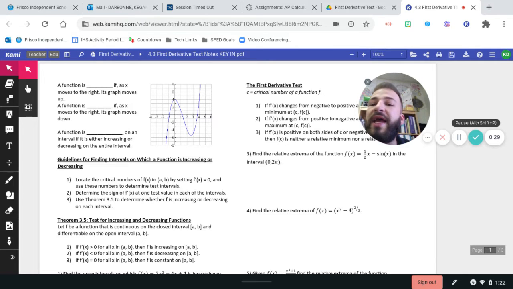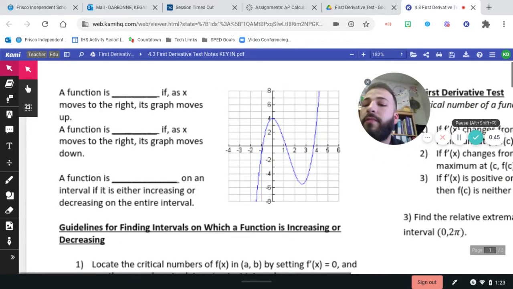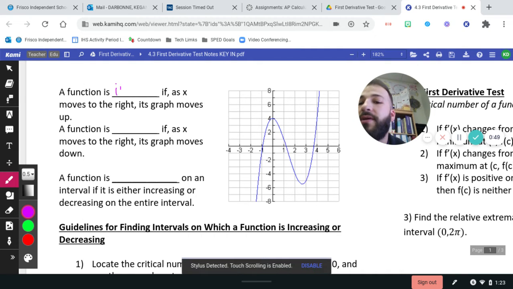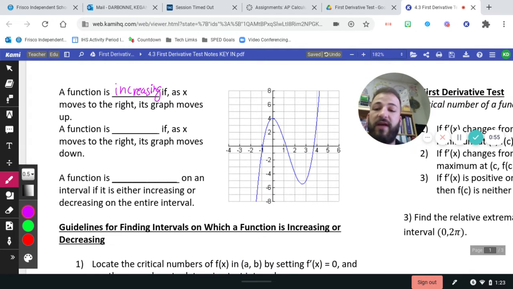So a function is blank if as x moves to the right, its graph moves up. Let's just think about this in general. As x moves to the right, as we go from the left to right on our graph, the value of our graph is going up. We would say that function would be increasing. That is the official math term. An increasing function is one that goes up as we go from the left to the right.